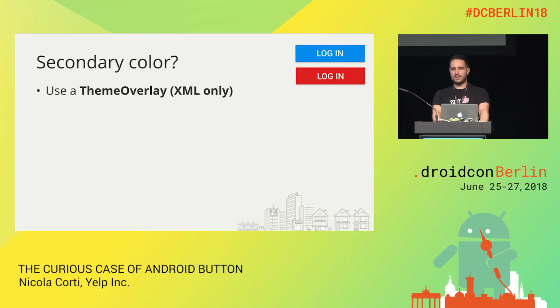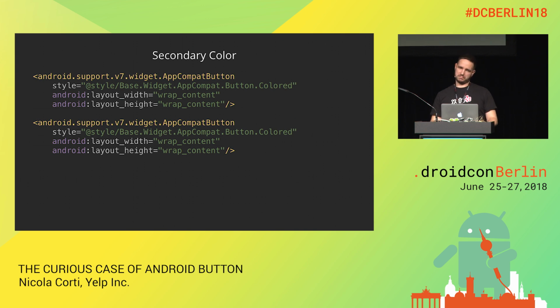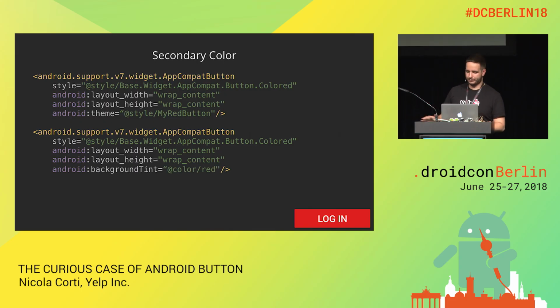You can use a theme overlay, but the theme overlay is something that you can provide only with XML, or you can use the background tint attribute. Let's see how they behave. So in this case, we need 2 buttons. We set the style to this compact button colored, and again, we want to achieve this red one. In the first one, we use the theme overlay. So we set the theme there. Setting the theme on a widget allows us to override the theme only for that part of the XML tree. So in this case, only for that button, the theme will be different, will be my red button. In the other case, we set the background tint to color red.